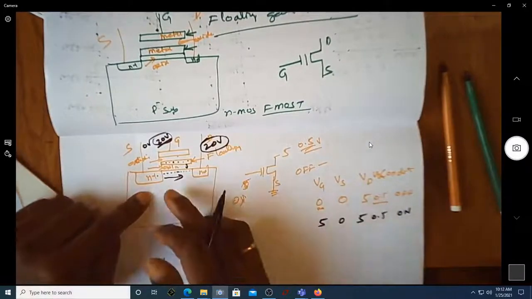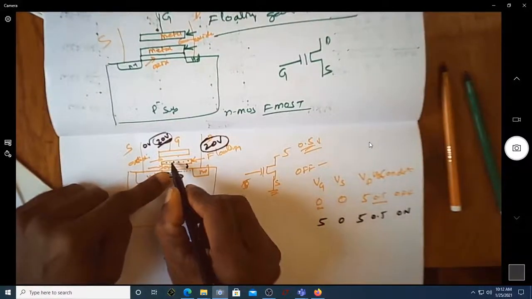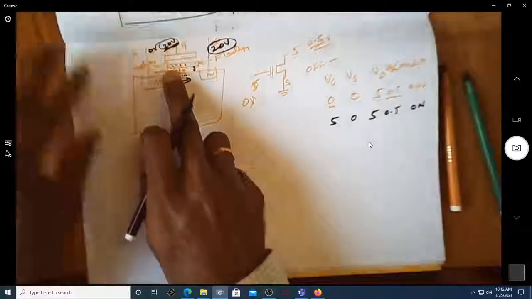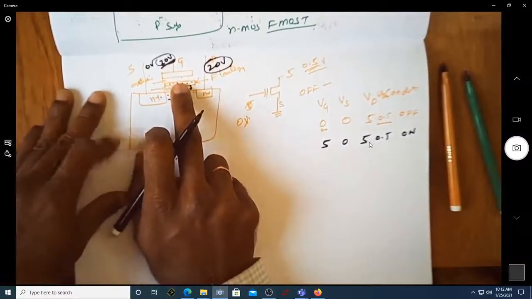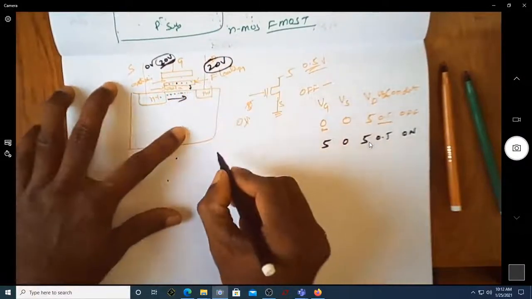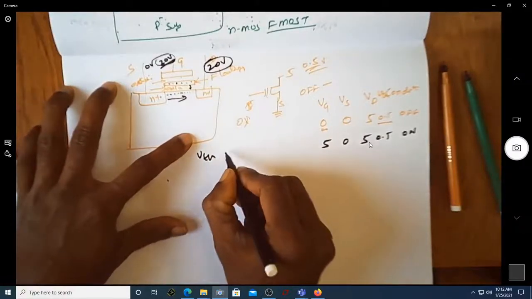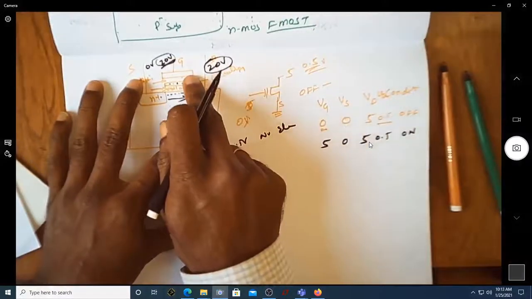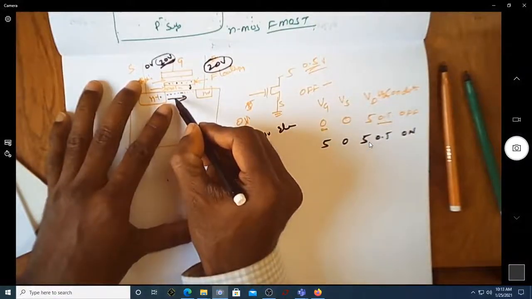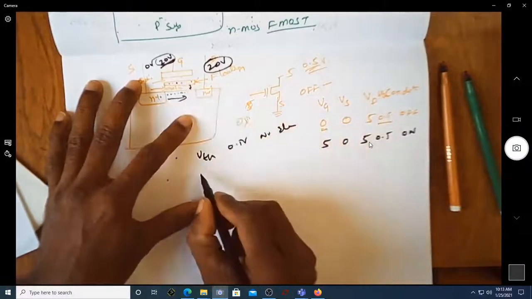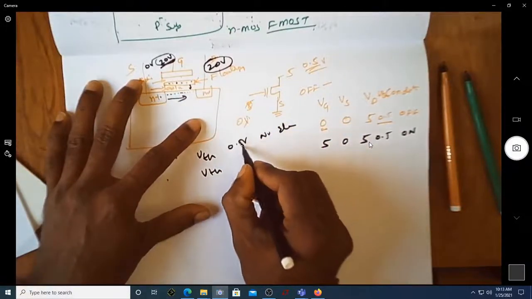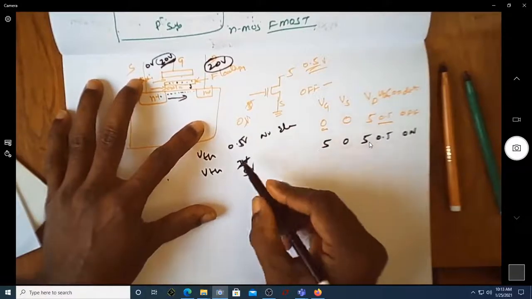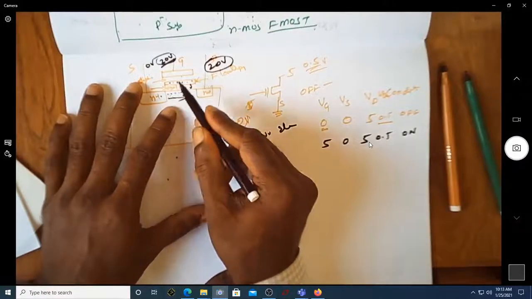So what is the difference between having electrons in this floating gate structure or not? When there were no electrons in the floating gate structure, the threshold voltage was 0.5. So VTH was equal to 0.5 volt when there were no electrons. The moment the electrons settle here, the VTH which was 0.5 may become 3 volt or 5 volt. So the threshold voltage has increased in the presence of electrons.